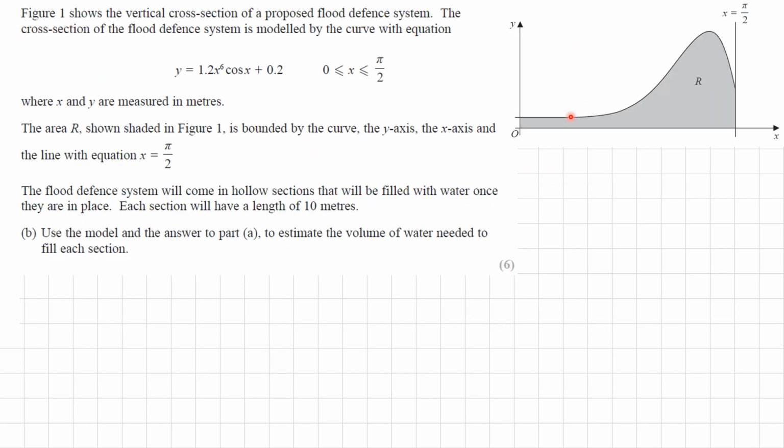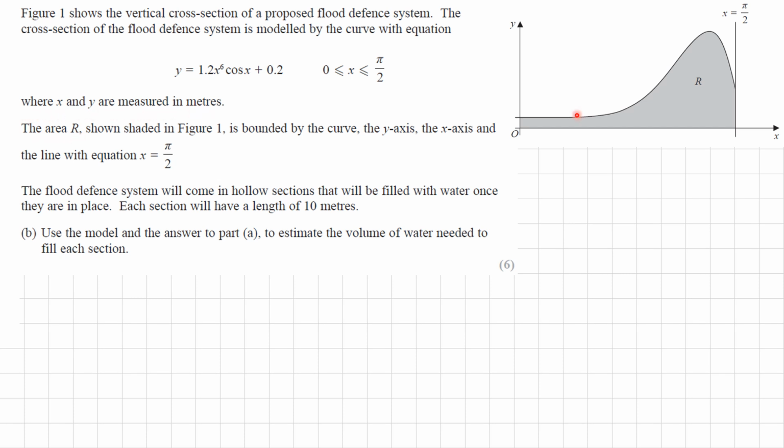Figure 1 over here shows the vertical cross-section of a proposed flood defence system. The cross-section of the flood defence system is modelled by the curve with equation y is equal to 1.2 x to the power 6 cos x plus 0.2, where x is greater than or equal to 0 and less than or equal to pi over 2, where x and y are measured in meters.